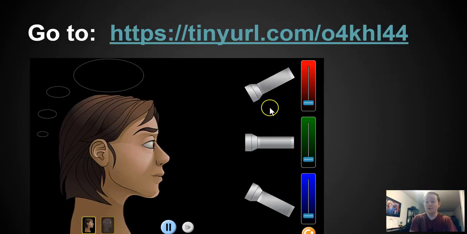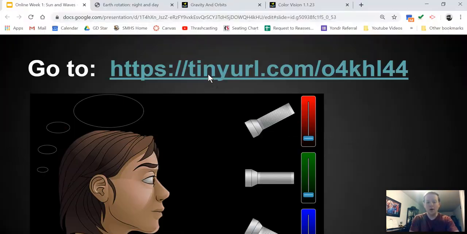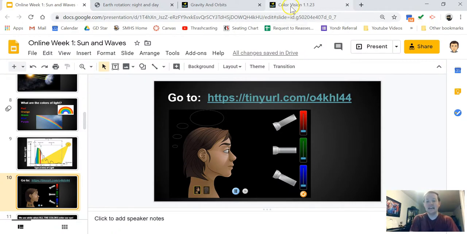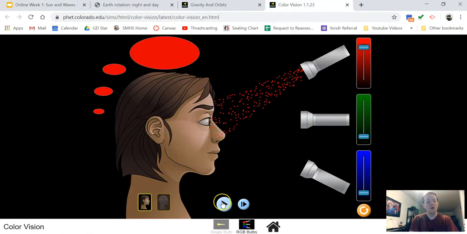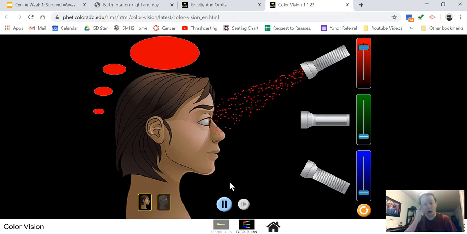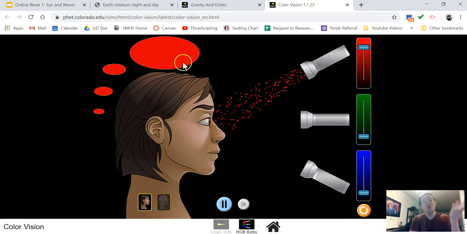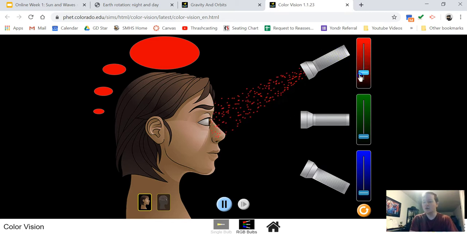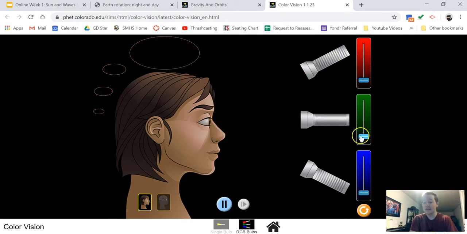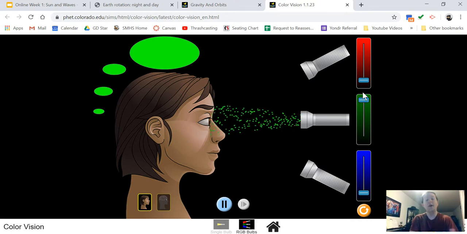Okay, I have another simulation I want to show, and we've seen this one before. If you remember, at the beginning of the fall semester, we were looking at light and how humans see color. Here I have a flashlight and it creates red light. And what color do you see when red light enters your eye? You see red, of course. What color do you see if green light enters your eye? Oh, you see green light.